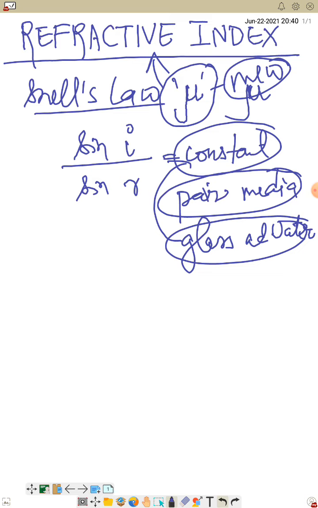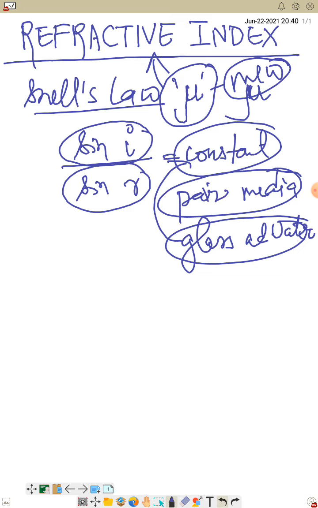So what is refractive index? So refractive index of the second medium. See, we always say of the second medium. Refractive index of second medium with respect to first medium is defined as the ratio of the sine of angle of incidence, which is in the first medium, to the sine of angle of refraction, which is in the second medium. So it's the ratio, we call it refractive index.